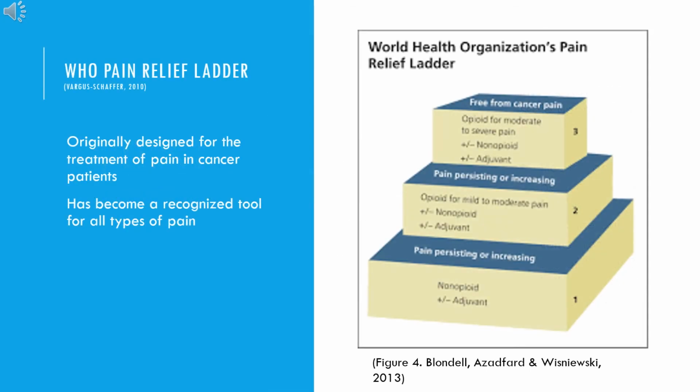The World Health Organization Pain Relief Ladder was originally designed for treatment of pain in cancer patients, but in recent times has become adopted as a scale for pain treatment in other fields, such as post-operatively. The ladder begins with mild analgesia, and as the patient climbs the ladder, stronger relief is given.